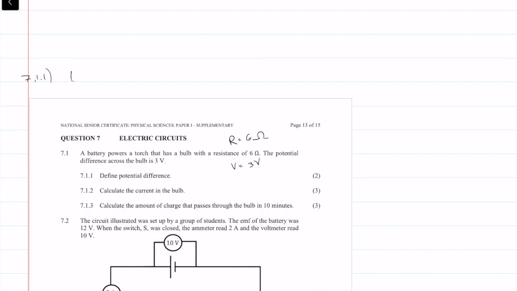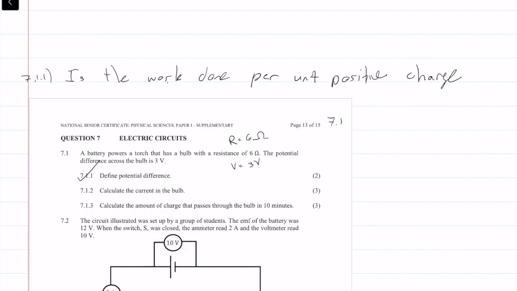So potential difference is the work done per unit positive charge. That's the definition, and we get 2 marks for that. Question 7.1.2 says calculate the current in the bulb. That's quite simple.